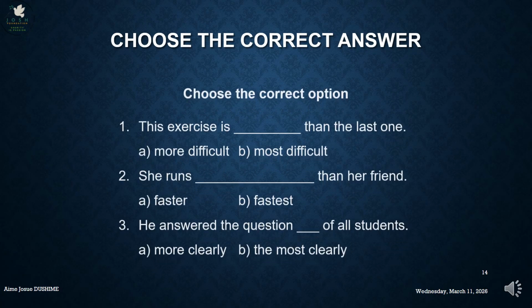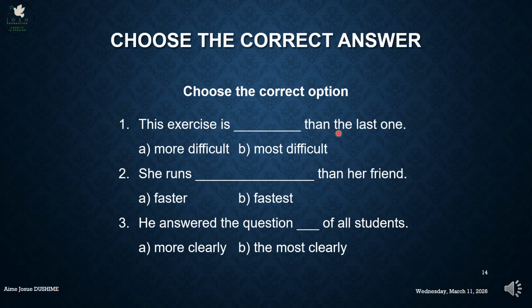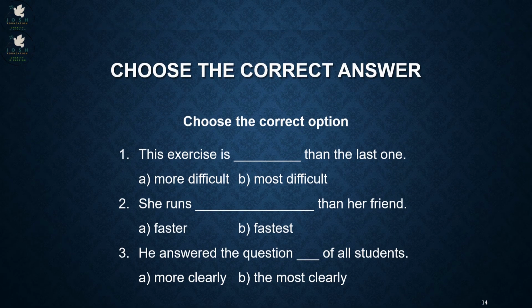Here you're going to choose the correct answer. The exercise is dash dash than the last one. You're going to choose between the given ones. She runs dash dash than her friend. He answered the question dash dash of all students.